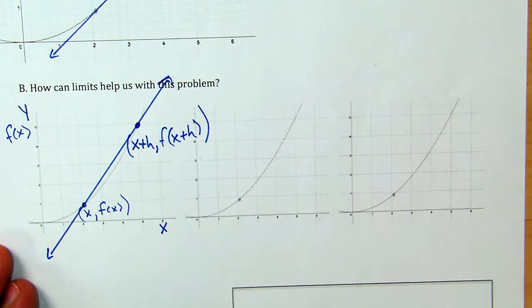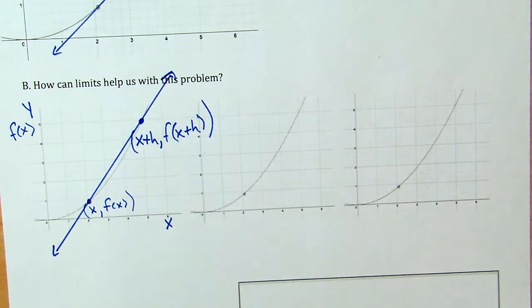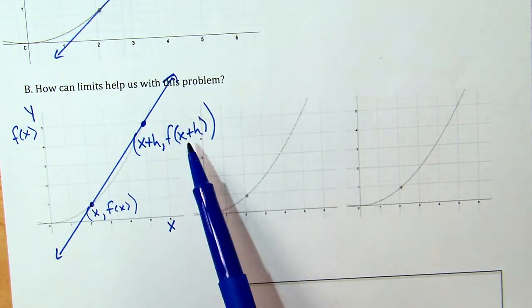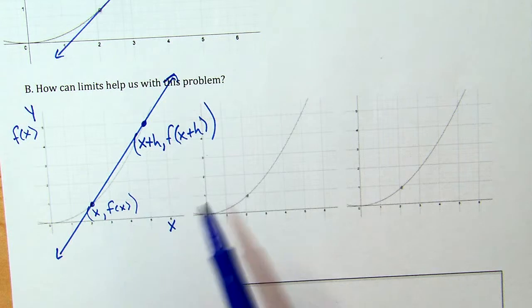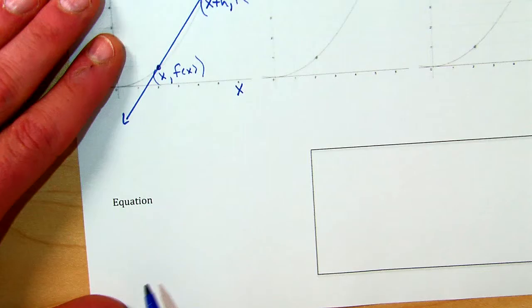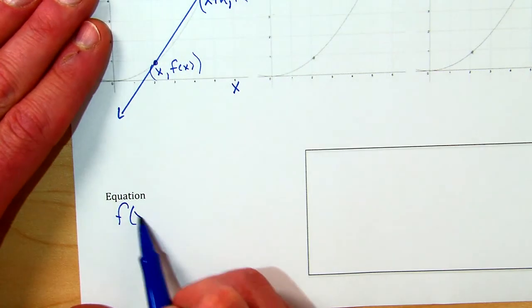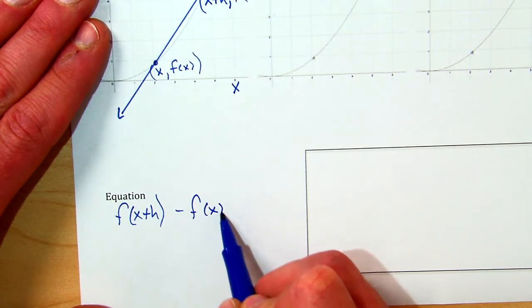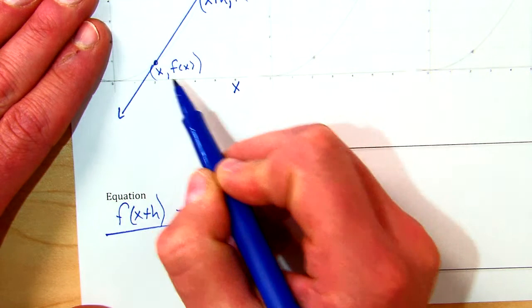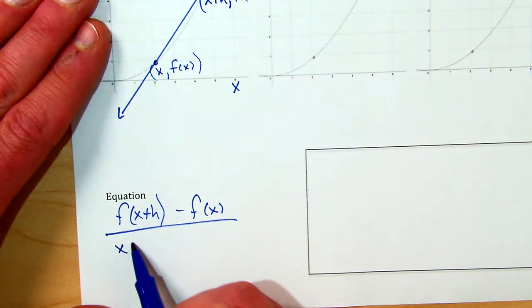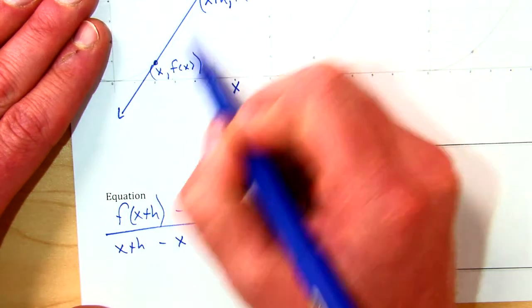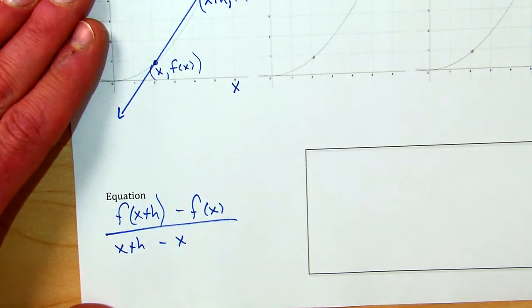So I have 2 points. It's not a tangent line, but we can calculate the slope once we have 2 points. So I'm going to go this y value minus this y value, f of x plus h minus f of x. Then y minus y over x minus x: x plus h minus this x value. So y minus y, x minus x, and that's the formula that we're going to use.